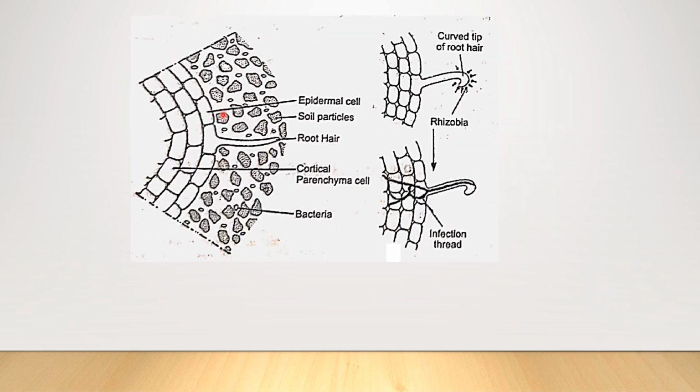So this is the root hair, this is the soil vicinity, and here we have represented the epidermis. Here you have the cortical parenchymal cells, and the bacteria will be in the soil. As the rhizobia come close, I shall tell the details later. Initially you can see this curvature of the root tip, and then the infection thread will be formed, and this infection thread goes down to the cortical parenchymal cells, reaches the meristematic cells, and then nodulation is initiated.